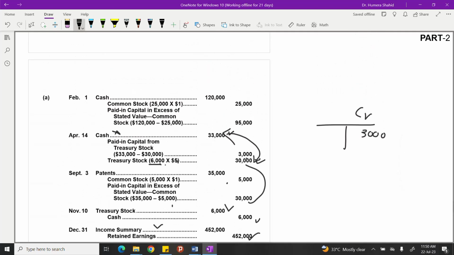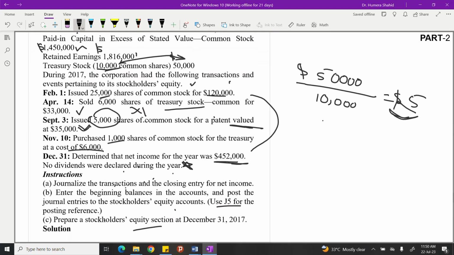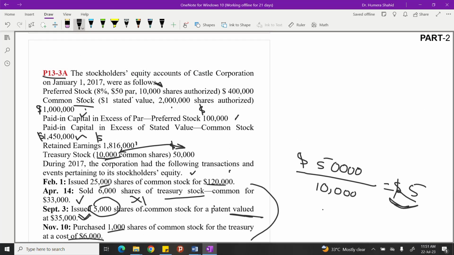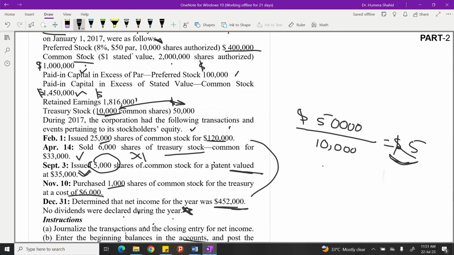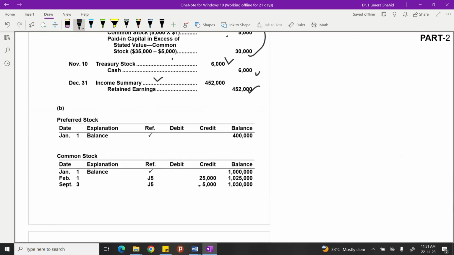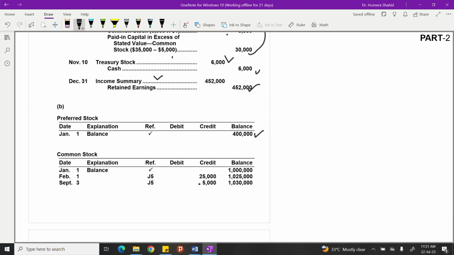Now we need to prepare all the accounts. Can you see here? Enter the beginning balances in the accounts and post the journal entries to the stockholders' equity accounts. All the accounts of stockholders' equity we will take, whether preferred, common, additional paid in capital, treasury, or retained earnings, all of them. But we will firstly put their opening balances, starting with the capital stock, and first is preferred stock. Its opening balance is 400,000. We do not have any journal entry relevant to it, so I just put the opening balance 400,000 and that's it.